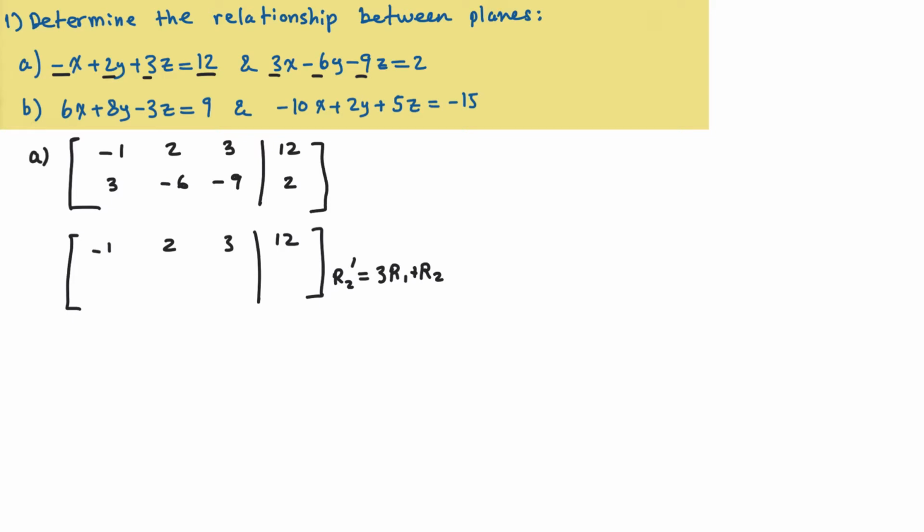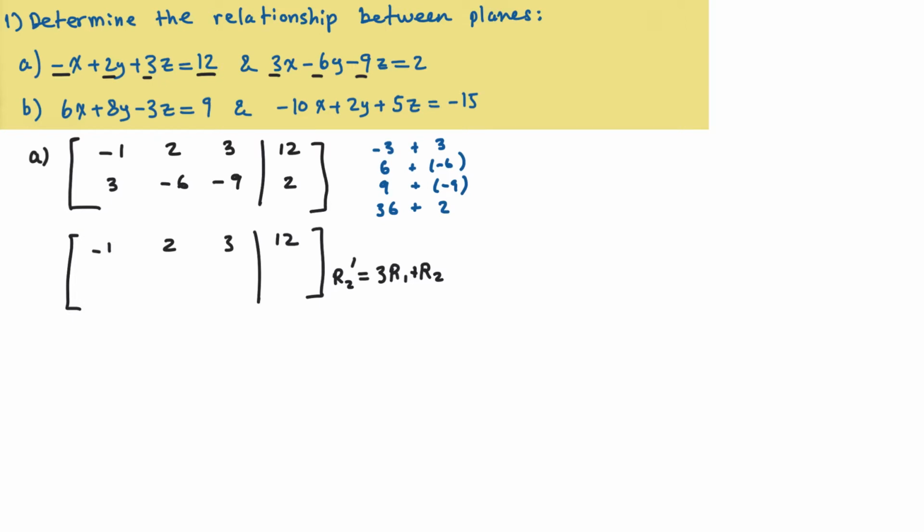So 3 times R1, it's going to be -3. 3 times 2 is 6. 3 times 3 is 9. 3 times 12 is 36. And I'm adding R2 here. So R2 is, for x is 3, for y is -6, for z is -9, and for our constant it is 2. Let's add all of them up.